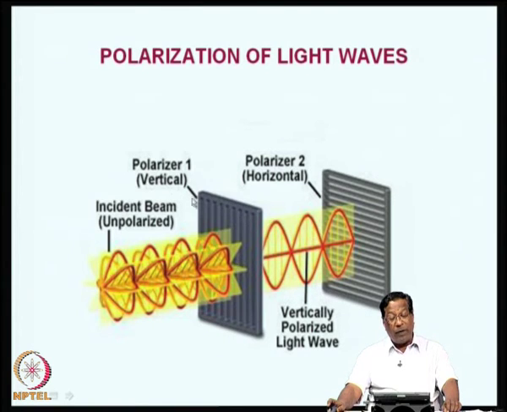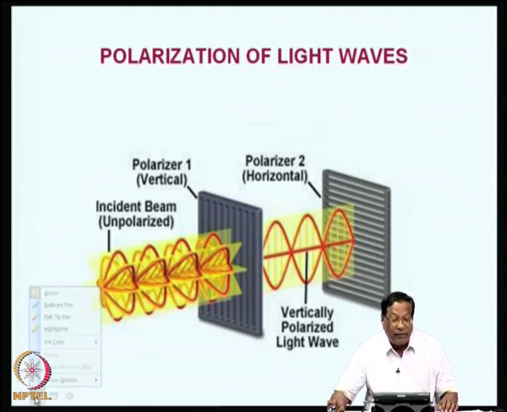So, if you put a vertical polarizer in a vertical plane, all other things are eliminated except a vertically polarized light wave. You would see it like this. This is known as polarization.